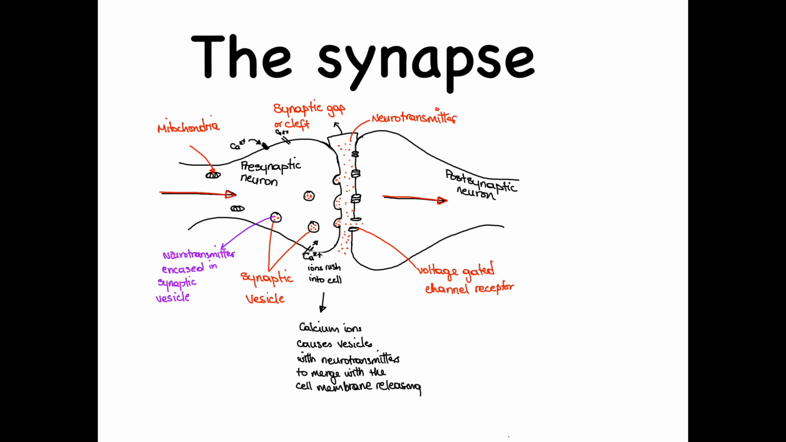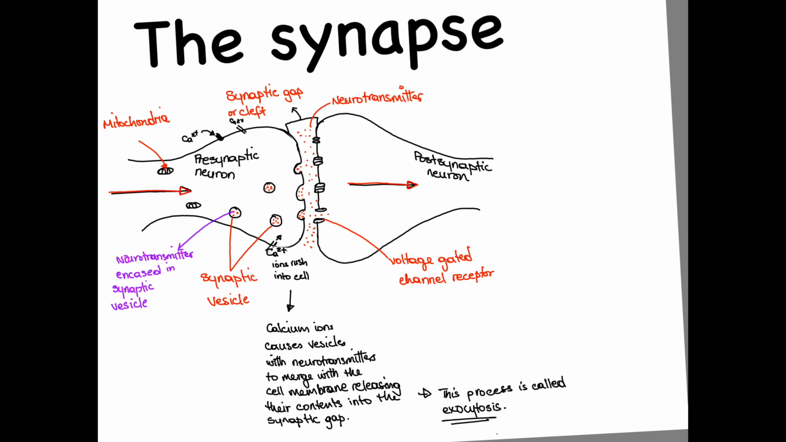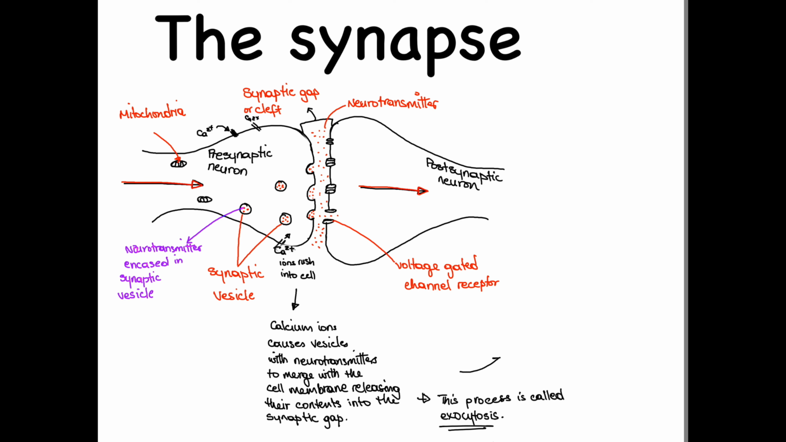Now, all of this requires a lot of energy, hence why we have the mitochondria present. And then once the vesicle fuses with the cell membrane of the presynaptic neuron, the neurotransmitter then diffuses out. This process is called exocytosis. So substances move out of the cell, and in this case, it's the neurotransmitter.